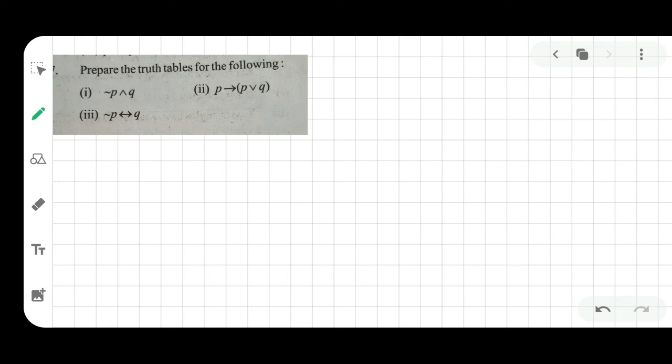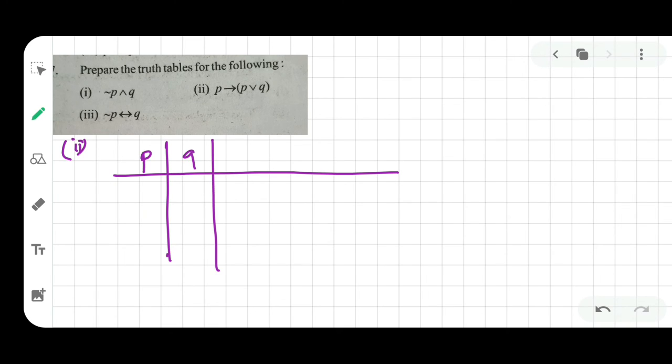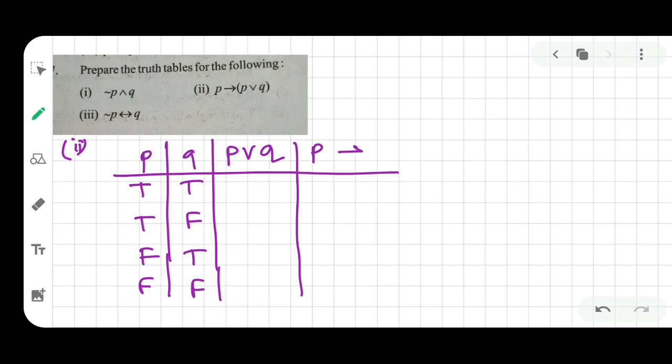Now let's go to the last one. We are supposed to prepare the truth tables, but I hope you already know how to do that. So let me do one for you. Okay, I will do the second example. We have P, we have Q, and we have four possible cases. So it is true true, true false, false true, and false false. Then we want P or Q, and then we want P implies P or Q.